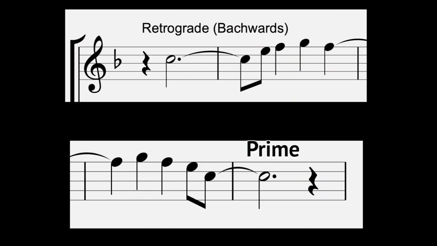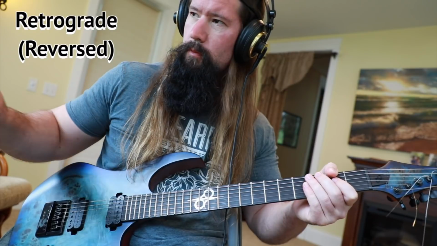You can see by looking at the score that the notes are the same as the prime, just in reverse order. Usually people can hear the connection with the original when you play it backwards, so it makes for a fun trick to add depth to your music.